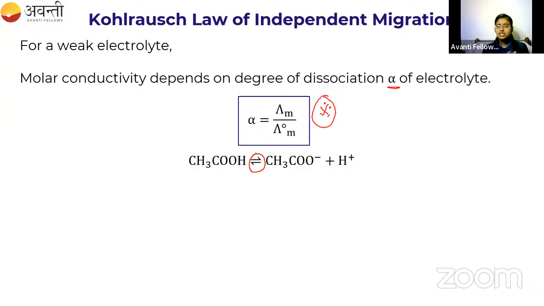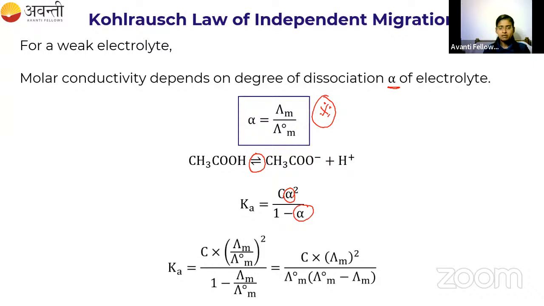Now, for this particular relation, the acid dissociation constant, which is represented as Ka, is equal to C alpha squared divided by 1 minus alpha. These formulas we have discussed in the equilibrium lesson of class 11, where C is the concentration and alpha is the degree of dissociation. And we know that alpha is equal to lambda m divided by lambda m naught. So in place of alpha, substitute lambda m by lambda m naught.